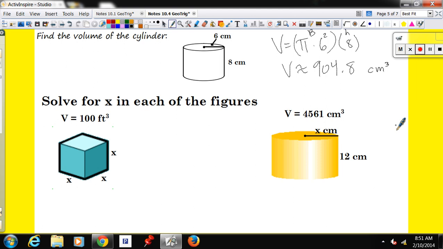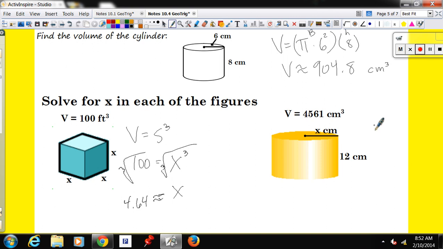Now, what would happen if they gave us the volume, but they wanted us to solve for the height? This one, it would be v equals s cubed, so 100 equals x cubed, we could put x. How do we get x by itself? Cube root. So you do the third root of 100. That's on your calculator. This calculator has a third root function. It's approximately 4.64.